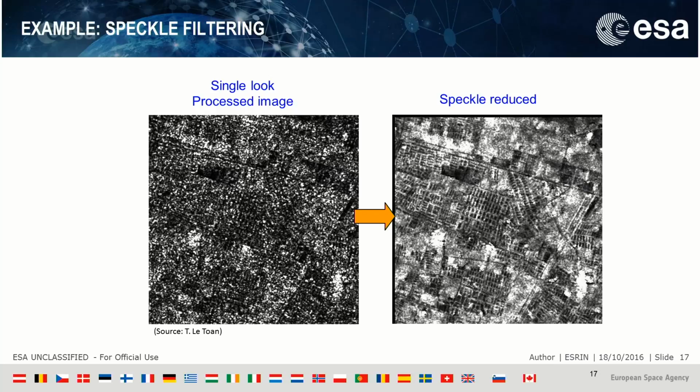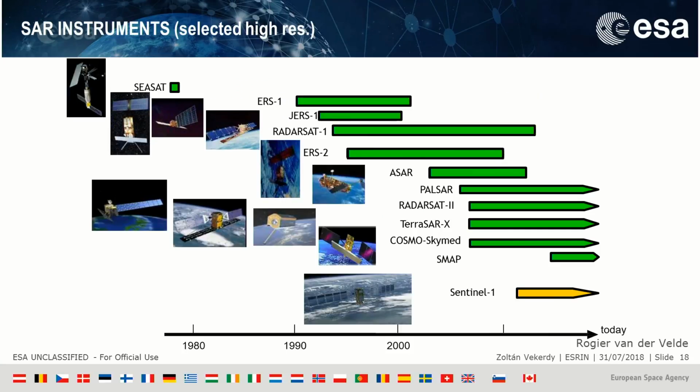I love this picture because I have to tell you that filtering the information on the right-hand side out from the image on the left-hand side is really a big art. But here you see an image which is on the one hand loaded with speckle, and on the other hand speckle has been removed, or not removed, but speckle has been dampened quite strongly.